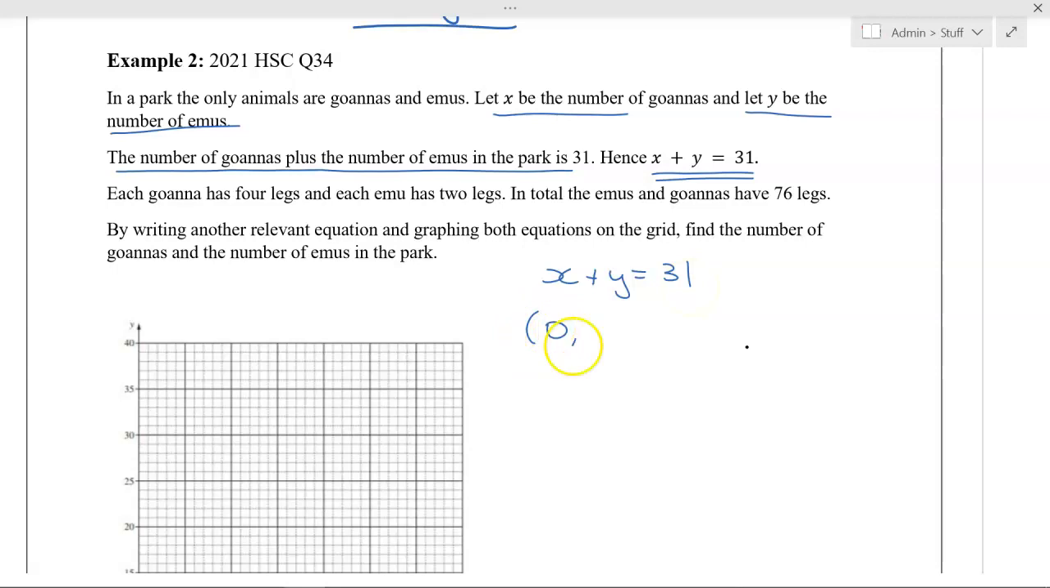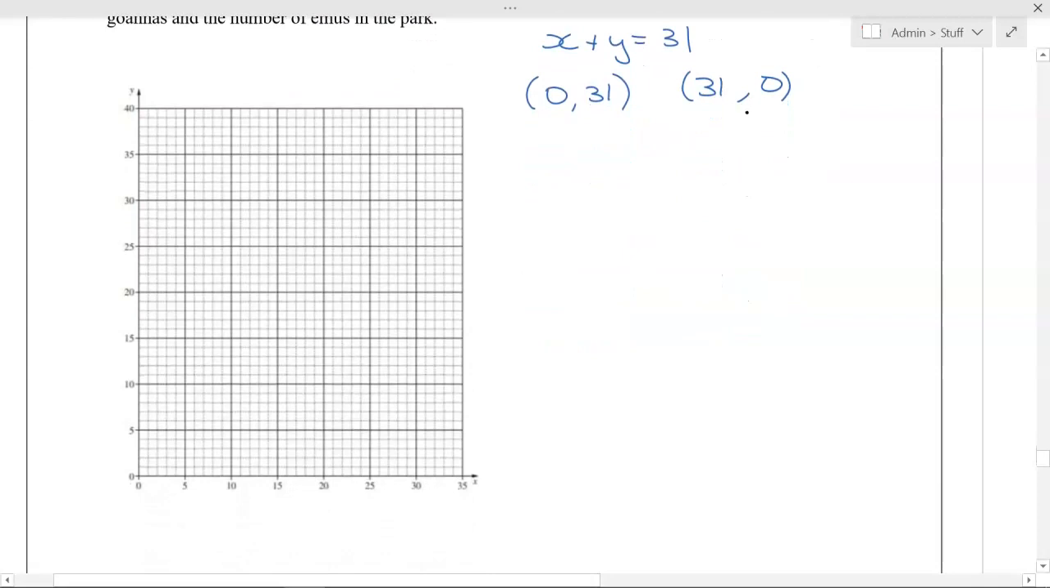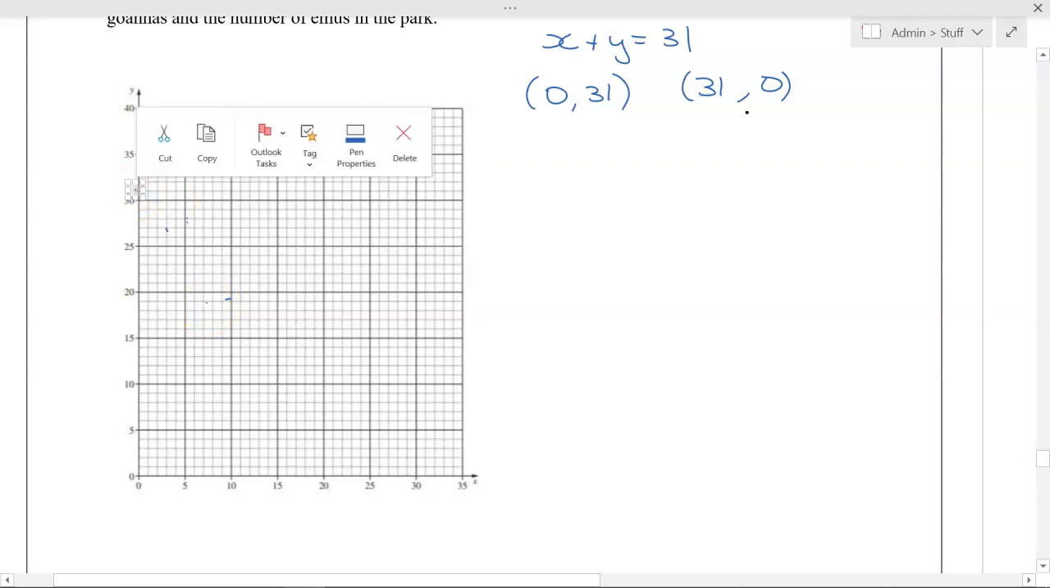What we're going to do now is we're going to plot that. So I'm just going to look at different values that work. 0 plus 31 makes 31. 31 plus 0 makes 31. I could use 10 and 21. So different x and y values that add to 31.